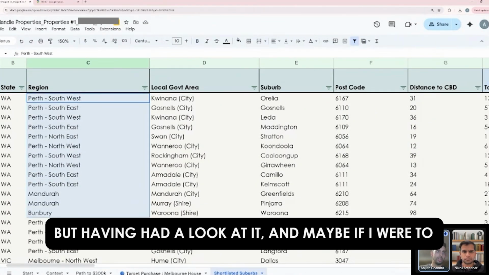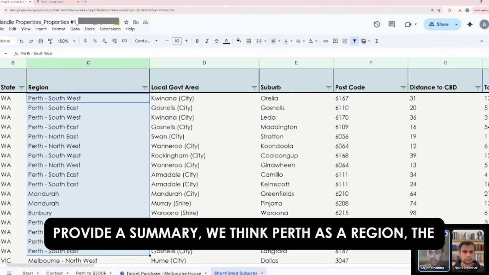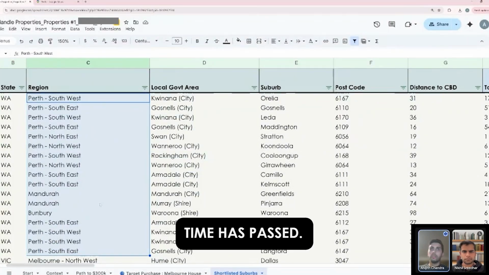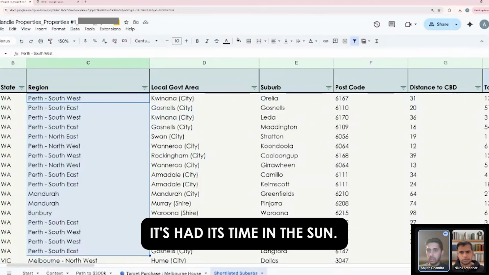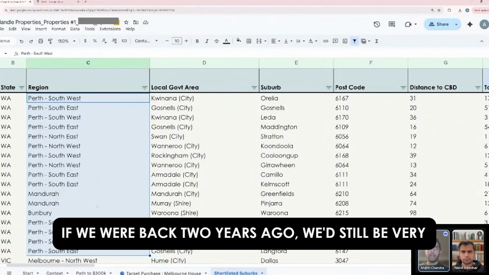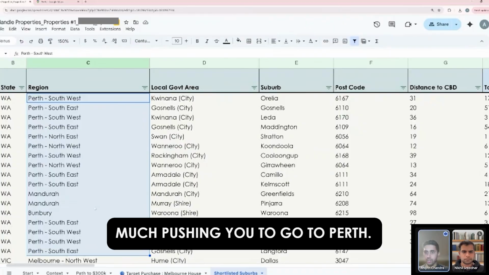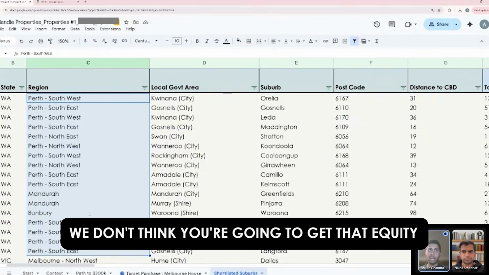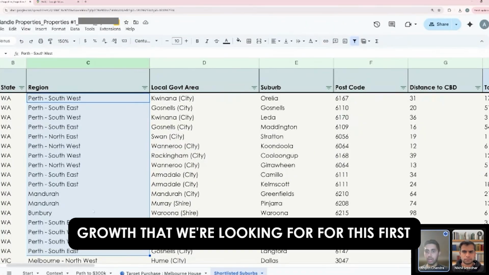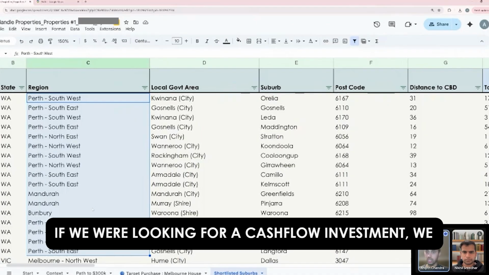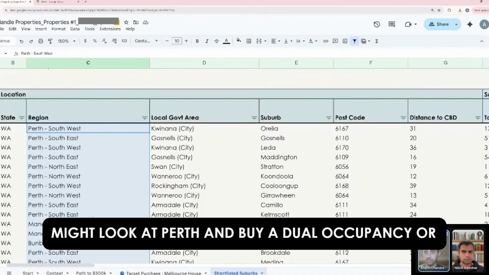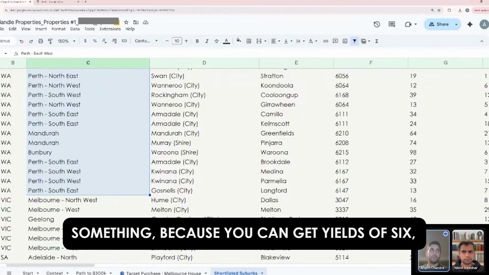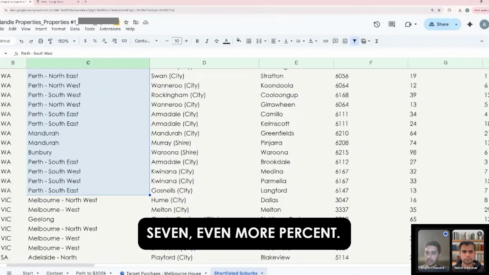But having had a look at it, if I were to provide a summary, we think that Perth as a region, the time has passed. It's had its time in the sun. If we were back 2 years ago, we'd still be very much pushing you to go to Perth. We don't think you're going to get the equity growth that we're looking for in this first investment. If we were looking for a cash flow investment, we might look at Perth and buy a dual occupancy or something, because you can get yields of 6, 7, even more %.